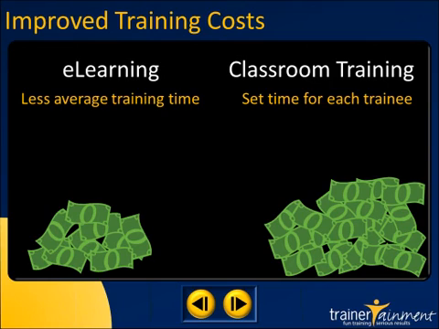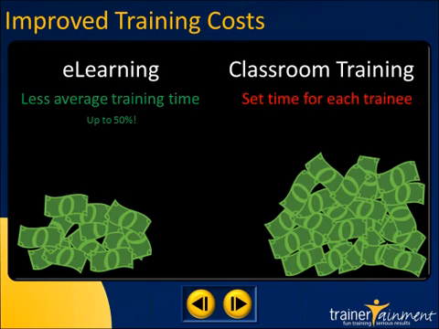With classroom training, we have a set time for each trainee. The most recent numbers suggest that e-learning courses, because they're self-paced and more tailored to the learner, can take up to 50% less time, which is huge. Because if you think about it, classroom training can only be as fast as the slowest learner can digest that information. Otherwise, they're getting left behind. They're not going to get your message.